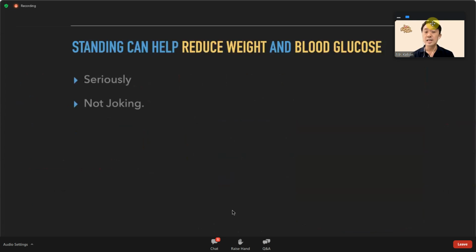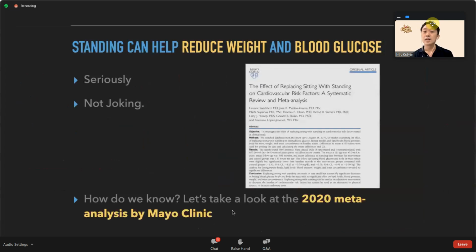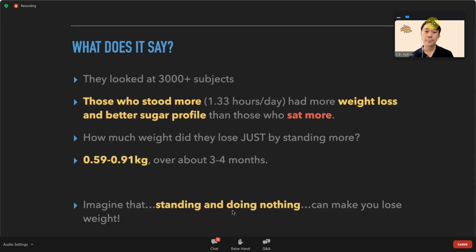And interestingly, standing can help reduce weight and blood glucose. We're serious, not joking here. How do we know? Let's take a look at the 2020 meta-analysis by Mayo Clinic. A meta-analysis is just a name for a type of high-level analysis or research paper. What does it say? Well, they looked at over 3,000 subjects, and those who stood more, for about 1.3 hours per day, had more weight loss and a better sugar profile than those who sat more.